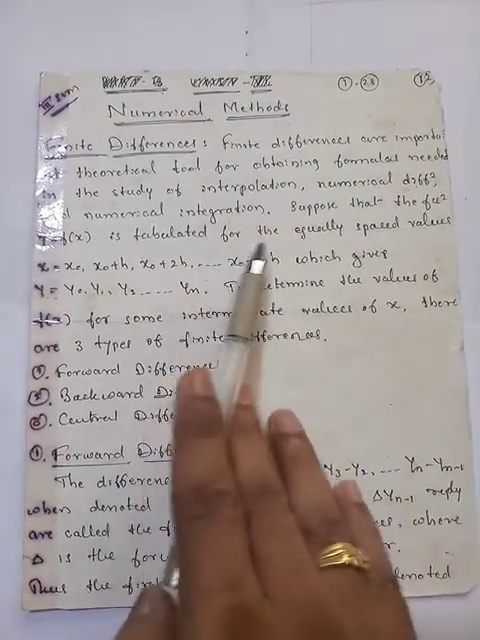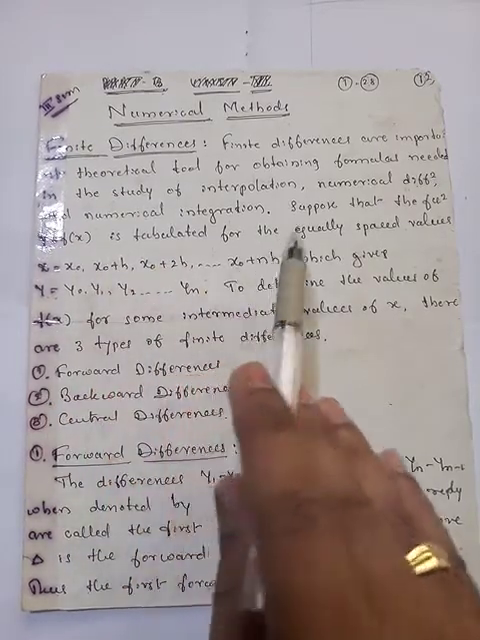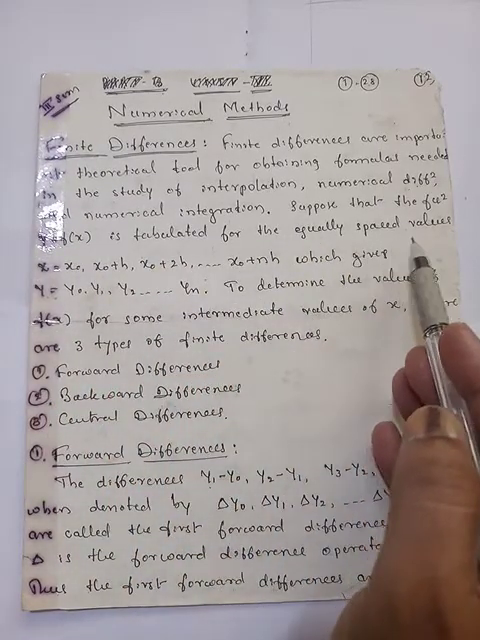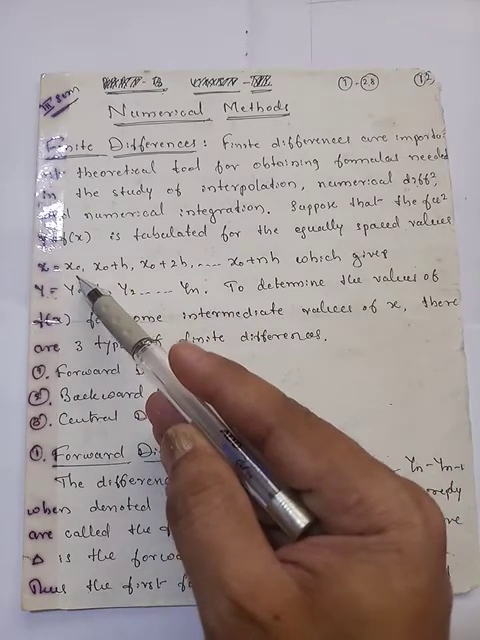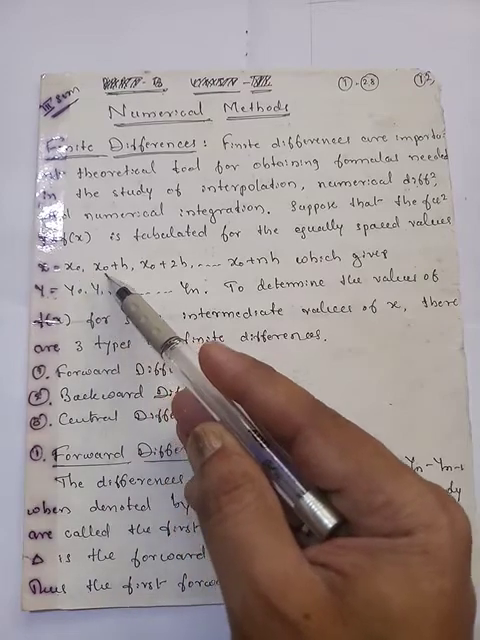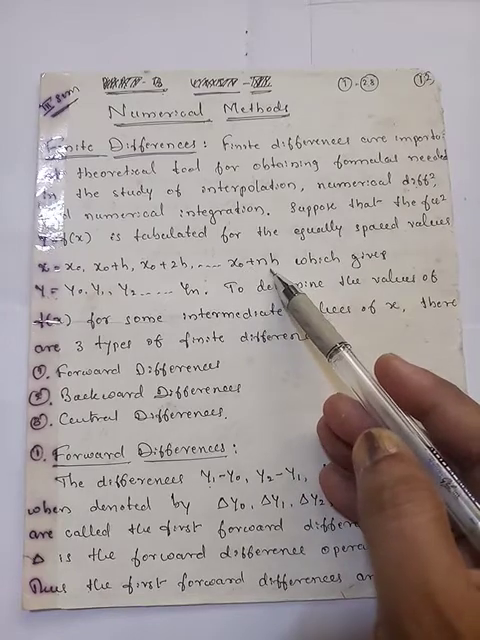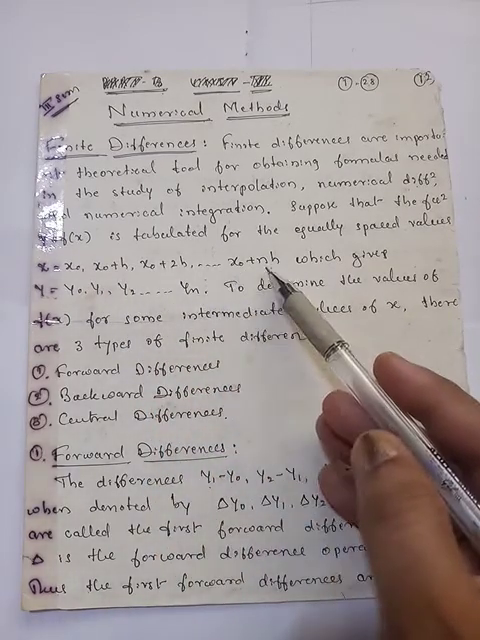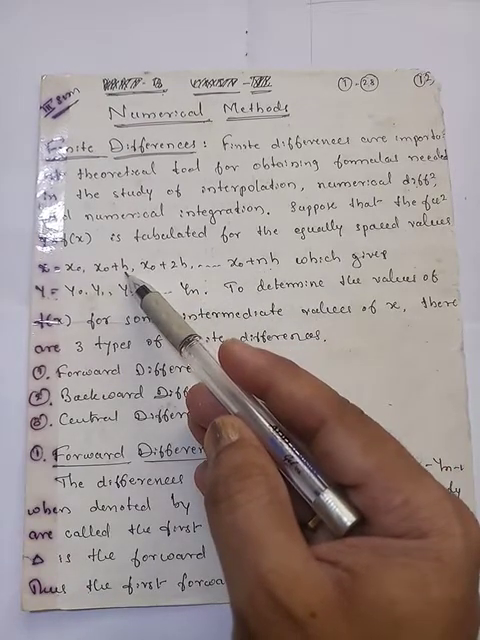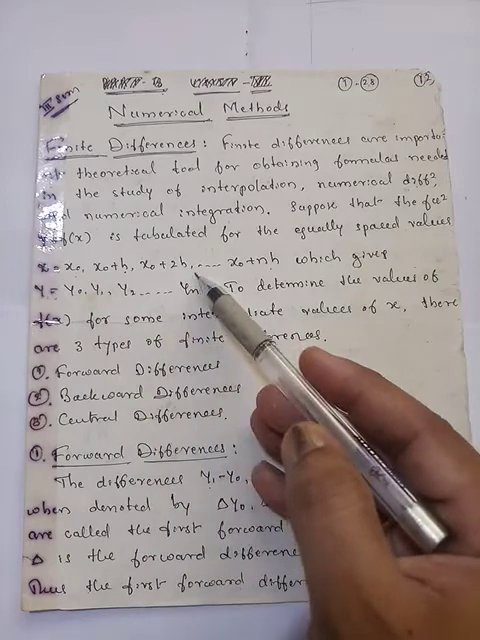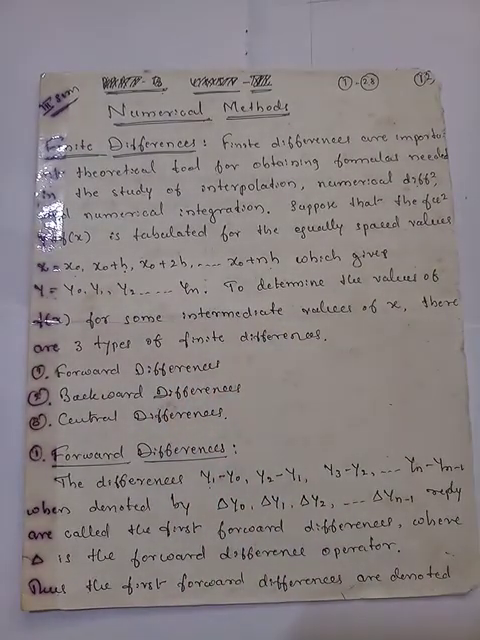Now suppose that the function y equal to f of x is tabulated for equally spaced values of x. For example, the values of x are x naught plus h, x naught plus 2h, and so on, up to x naught plus nh. These are equally spaced values of x, where h is the difference between the values of x. Equally spaced means the differences between the values of x must be the same.